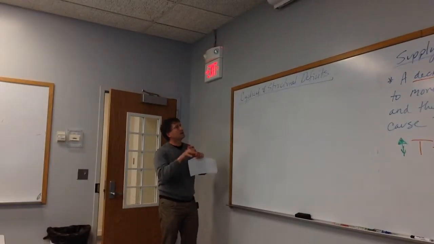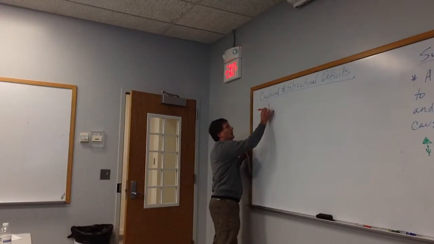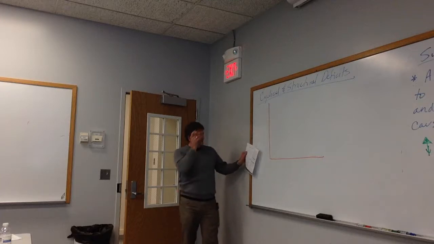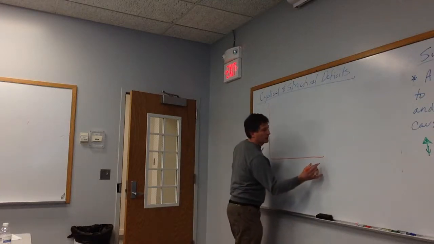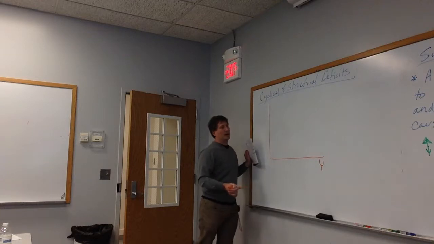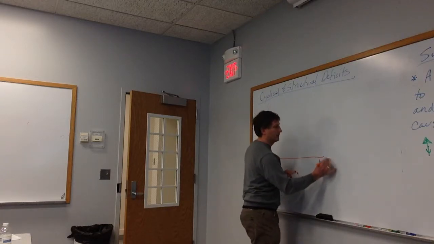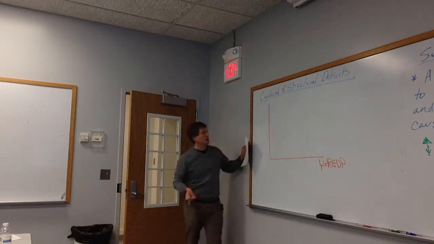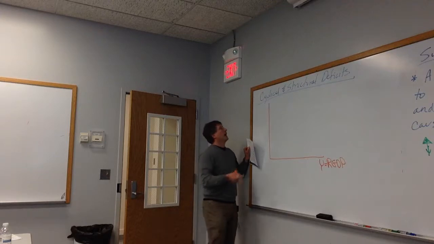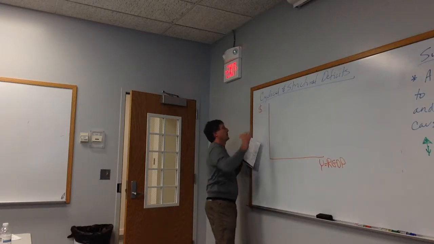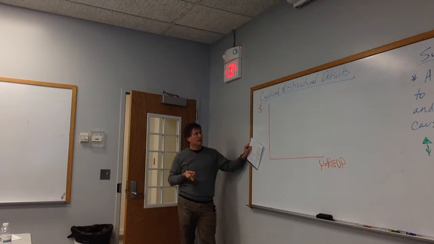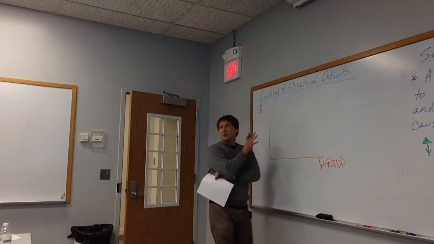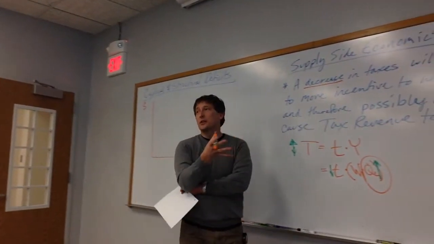Okay, so I want to measure real GDP on the horizontal axis. I'll fully write it out here, even though we normally think of those two things as interchangeable, remember? And over here we're measuring dollars. And so I want to graph tax revenues.